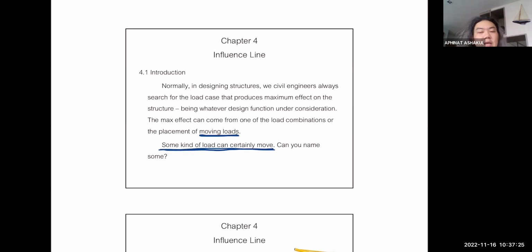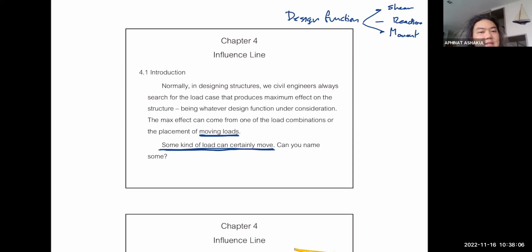So when the load moves, it can cause changes in what we call design functions. When you are going to design your structure, let's say a beam, you must consider the shear and the moment, and sometimes also the reaction, which you can view as a shear. But these are called design functions. So when the load doesn't stand still, it causes these values to change, right? So we are going to have to deal with these moving loads.